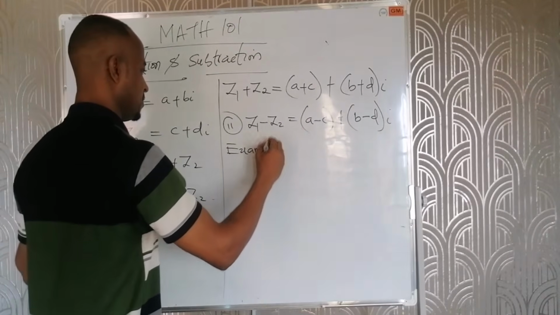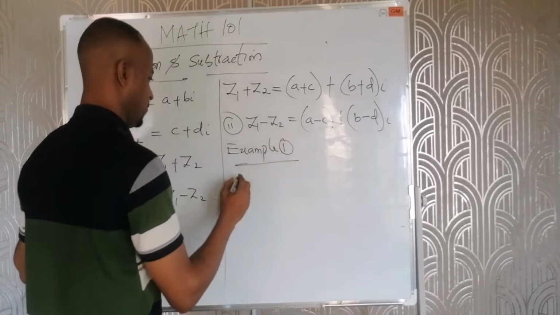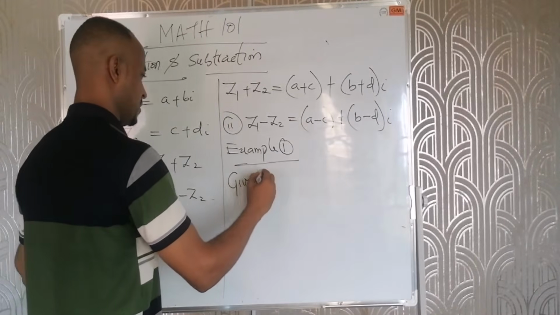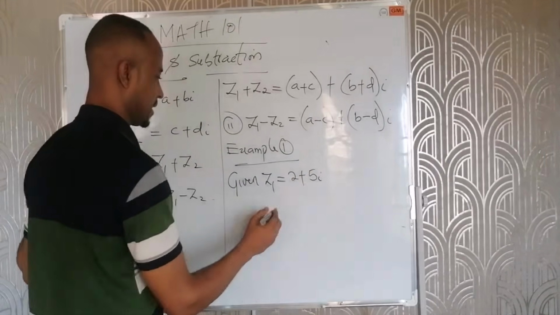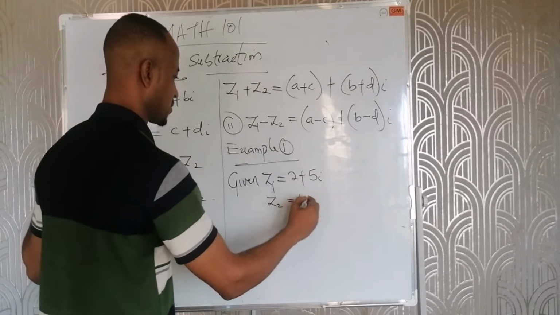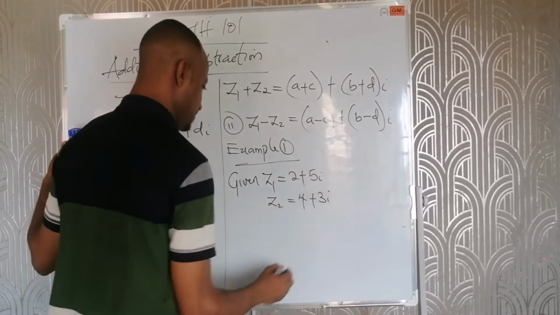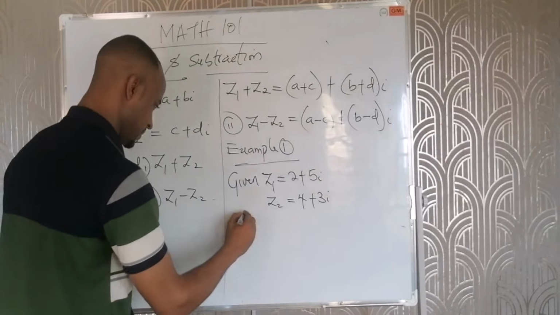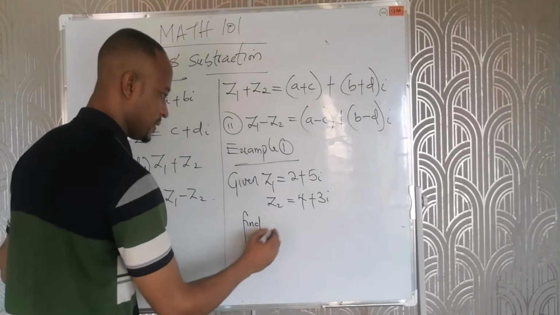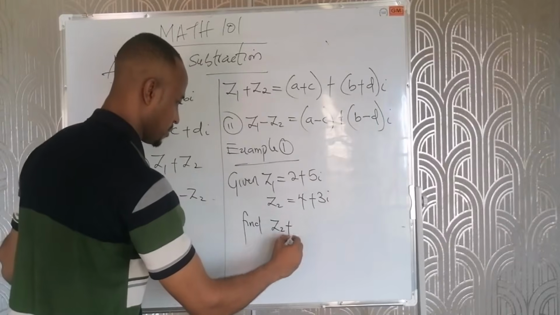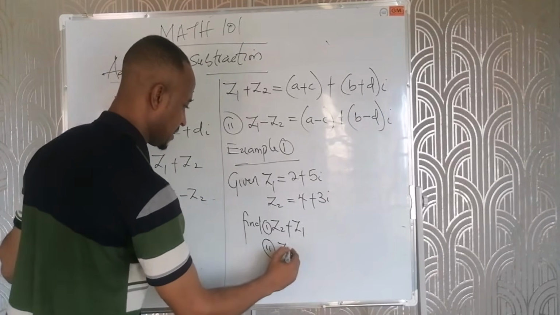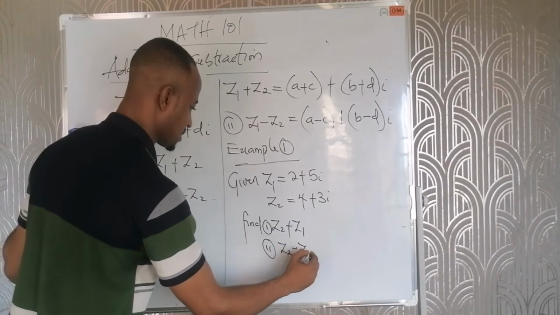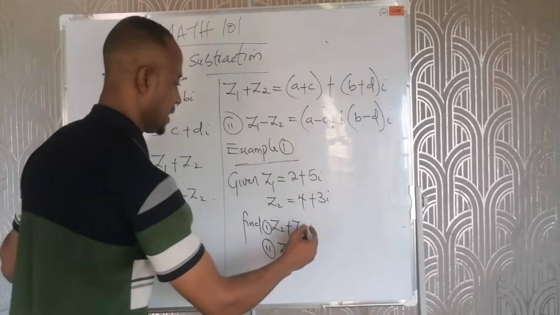Let's see an example. Example 1. If we are given z1 equals 2 plus 5i and z2 equals 4 plus 3i, find number 1, z2 plus z1, and number 2, find z2 minus z1. All right, let's solve this.